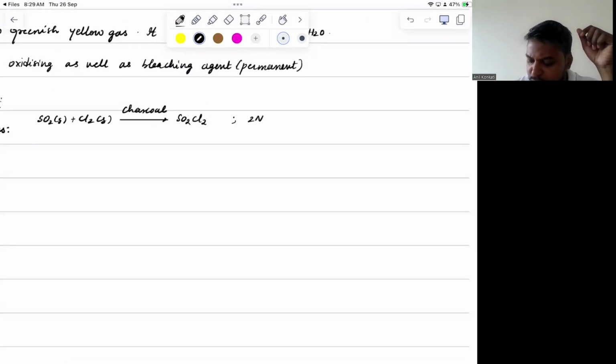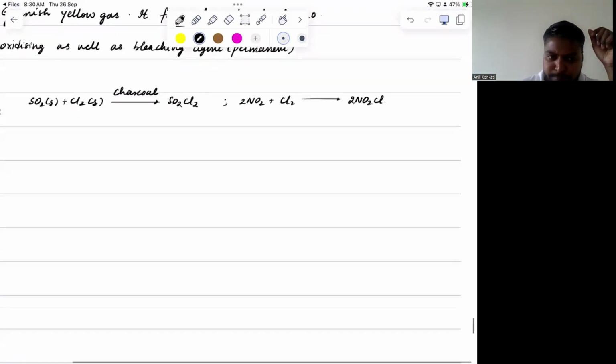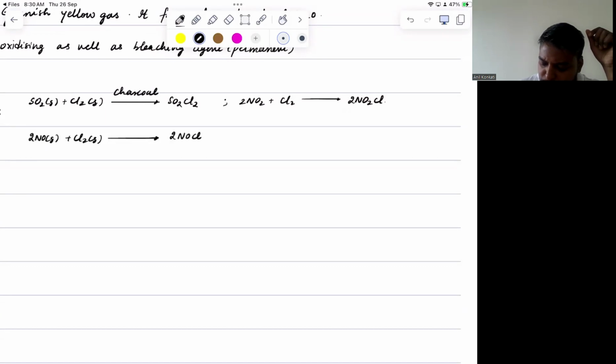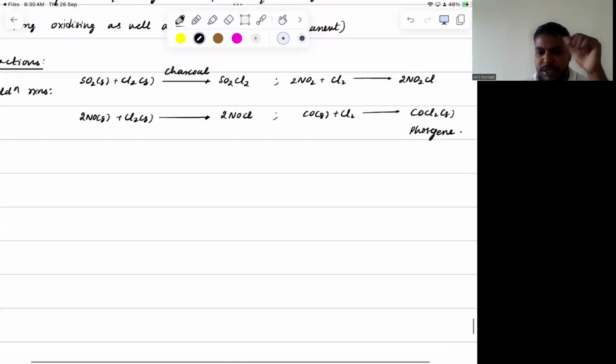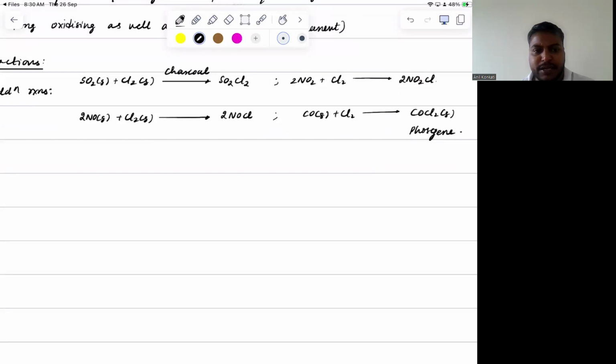Next, NO2 gas, when you treat with Cl2, it will become 2NO2Cl. Similarly, if you have 2NO gas react with Cl2 gas, it will become 2NOCl, 2 moles of NOCl. Sorry, not NO2Cl, NOCl. Next, carbon monoxide plus Cl2 will give you COCl2, phosgene gas. Very poisonous gas. These are typical addition reactions.